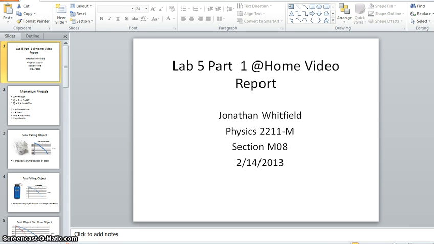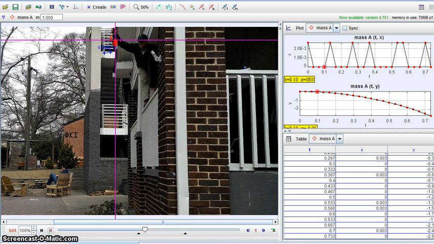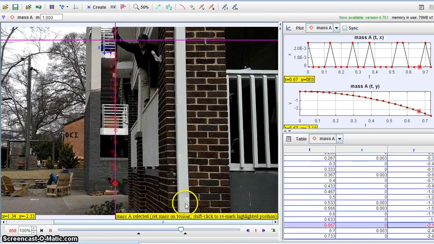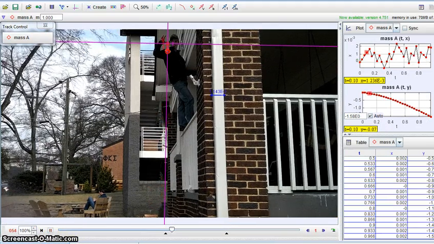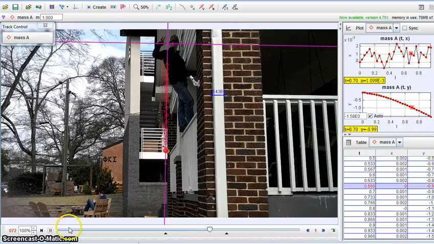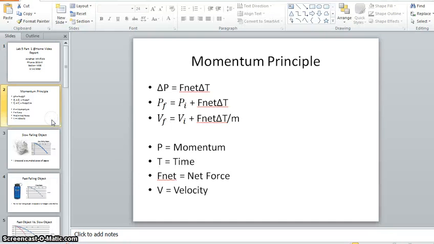For this lab, I dropped a fast-falling object and a slow-falling object, analyzed them in Tracker, and modeled them in Python. For my fast-falling object, I videoed a full Nalgene water bottle and then analyzed it in Tracker. For my slow-falling object, I videoed a crumpled up piece of paper and then did the same. And then here's a quick overview of the momentum principle.